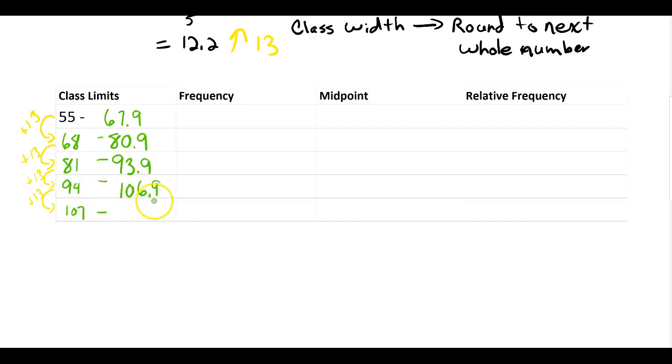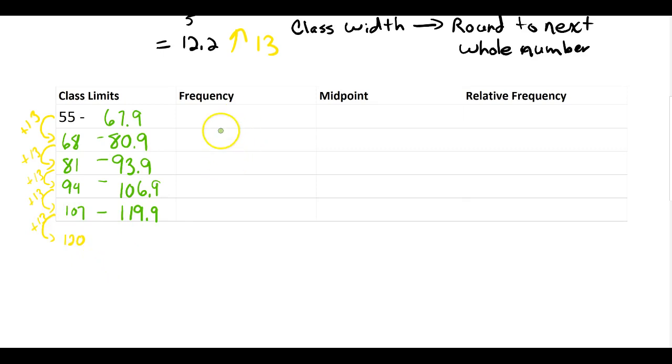Now to get this last one, what I'm actually going to do is I'm going to take this 107 and I'm going to add 13. So 107 plus 13 would be 120 if I made another class. So the upper limit here is going to be 119.9. So in other words, I'm looking at where this class could end. Okay, so I have to add the 13 to get the other position.